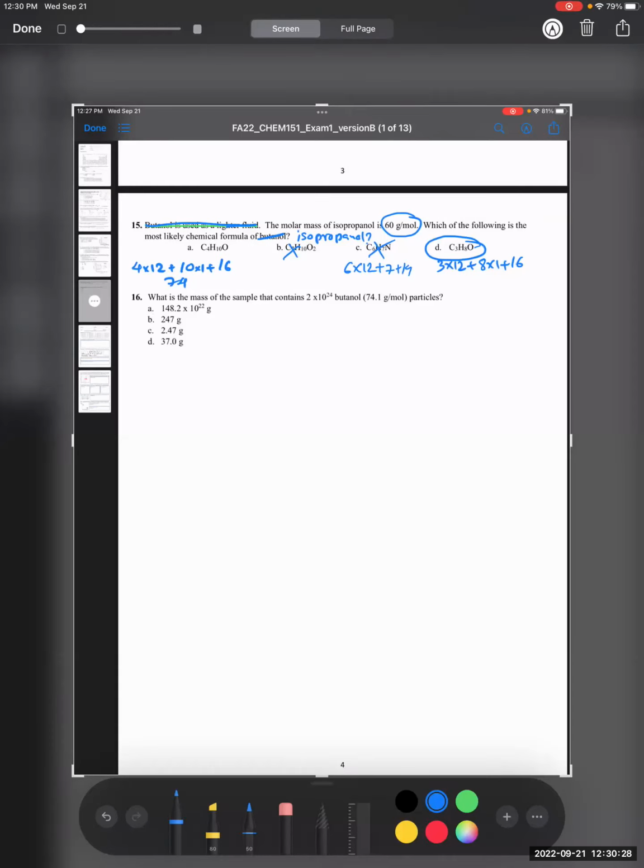Okay, so what is the mass? Last question, what is the mass of the sample that contains this many particles of butanol? What is given to us is the number of particles, uppercase N. And then they're asking the mass. There are only 2 equations we need. Number of moles is equal to number of particles divided by the Avogadro's number, and the number of moles is equal to mass divided by the molar mass. So we are given the number of particles, so uppercase N. We know the Avogadro's number, therefore we can find the number of moles.